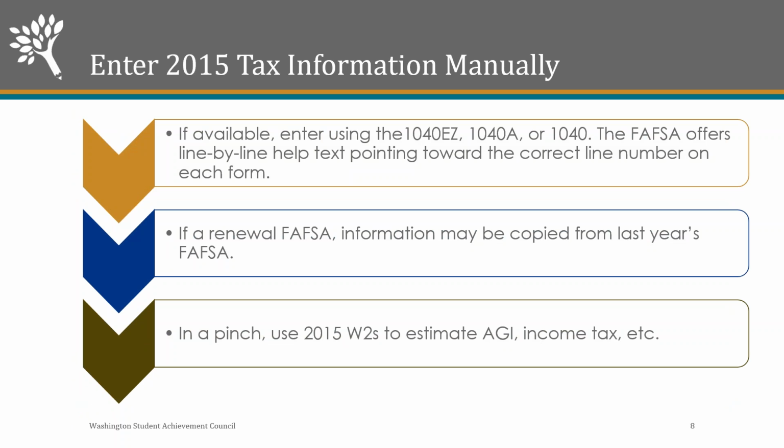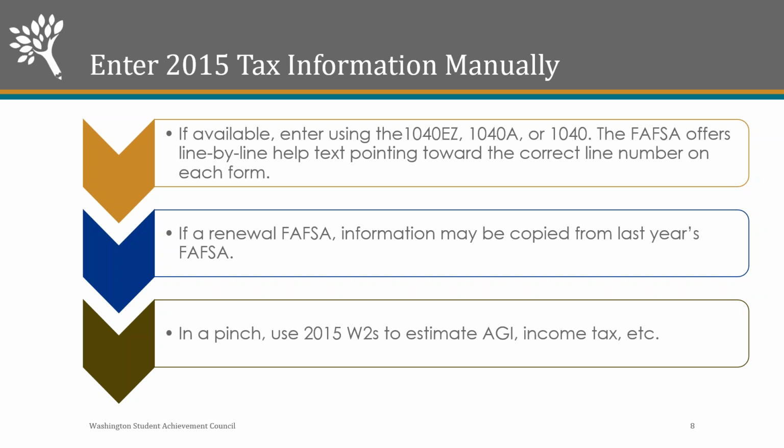You're going to enter in that 2015 tax information manually right now. So they will actually tell you, based upon the form that you used for your taxes, what lines you should be using and where you should input them. So there's a little question mark on the FAFSA that you hover over, and it'll tell you more information about the question they're asking you. So you'll be able to manually transfer them in depending on the form that you used.